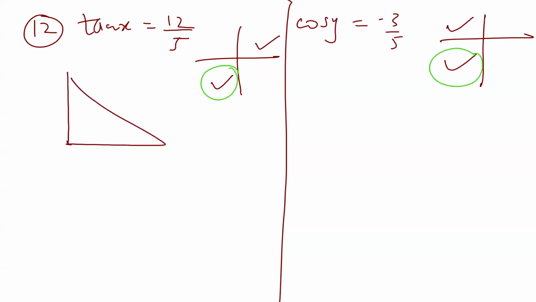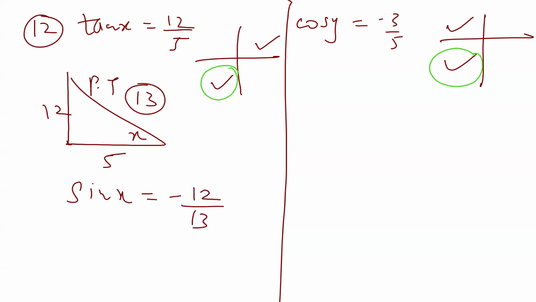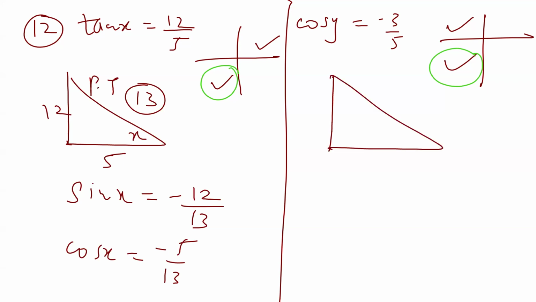Okay, so now this is X, this is 12, this is 5. So by Pythagoras theorem, this will be 13. So sine X will be minus 12 upon 13, opposite upon hypotenuse. Why minus sign? Because third quadrant we have to restrict ourselves to. And cos X is equal to 5 upon 13. Again, it is from the third quadrant, so cos is negative. Here, this is y, so adjacent upon opposite. So by Pythagoras theorem, this will be 4.